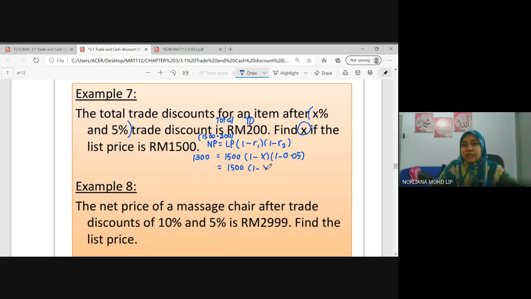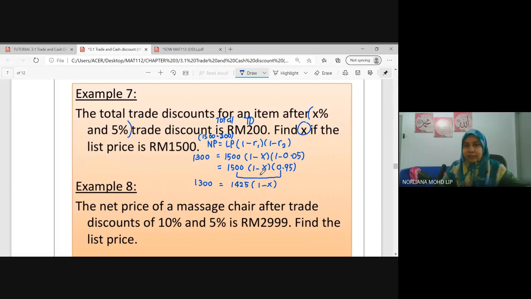So 1 minus X, okay, we can solve this 0.95 kan. So ni boleh solve, kita boleh darabkan. So apa, the right hand side, 1,500 times with 0.95. Okay, we get 1,425. So 1 minus X, 1,300. Okay, so kat sini mana nak selesaikan?